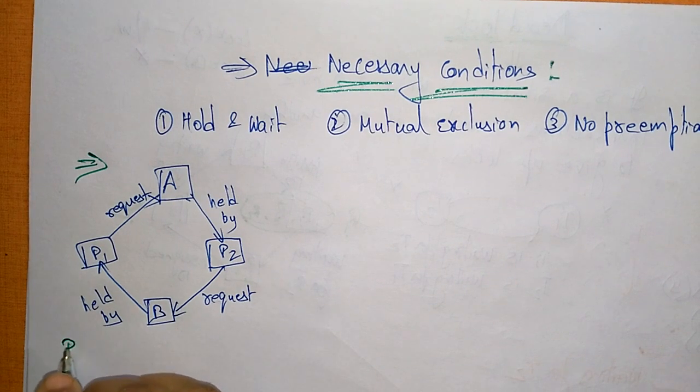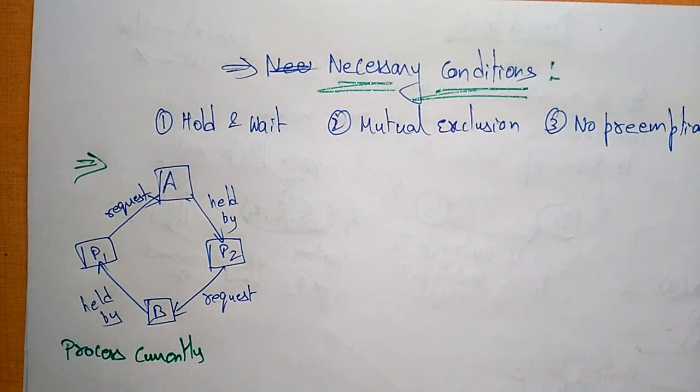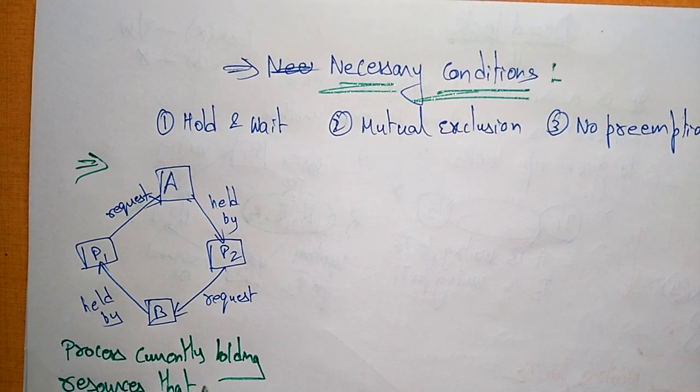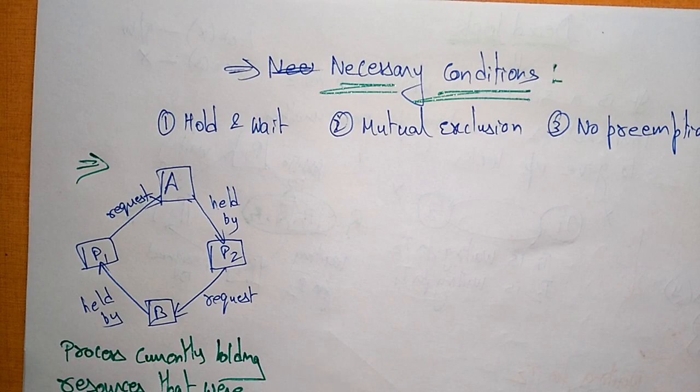Here the process currently holding resources that were granted earlier can request new resources. That you call hold and wait. The name itself says it is holding the data and it is waiting for another resource to complete its process. So that's about hold and wait.